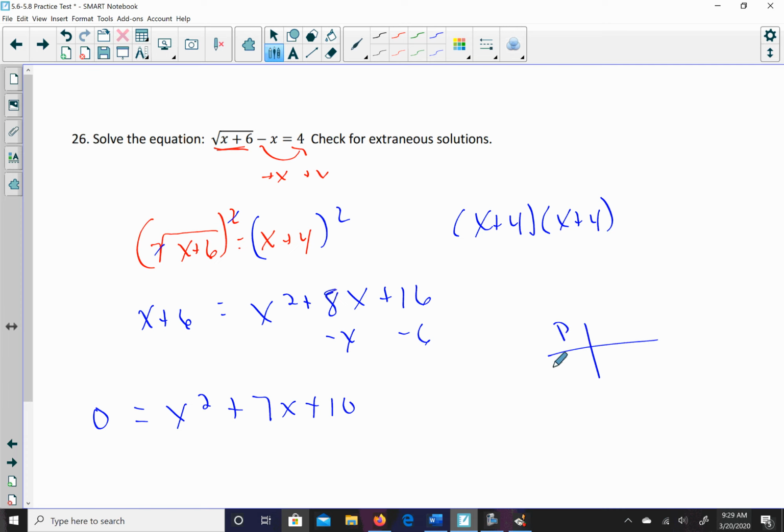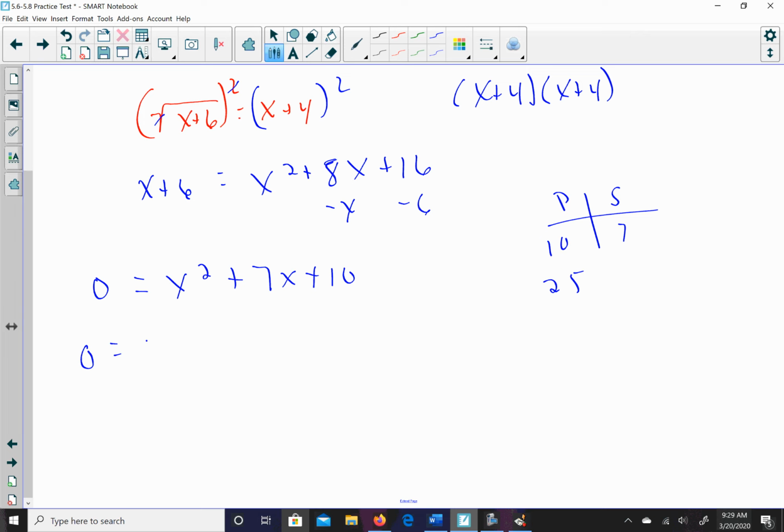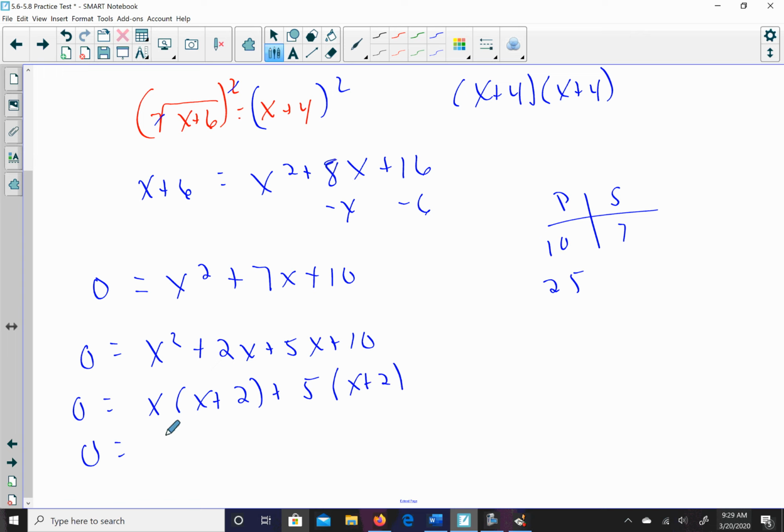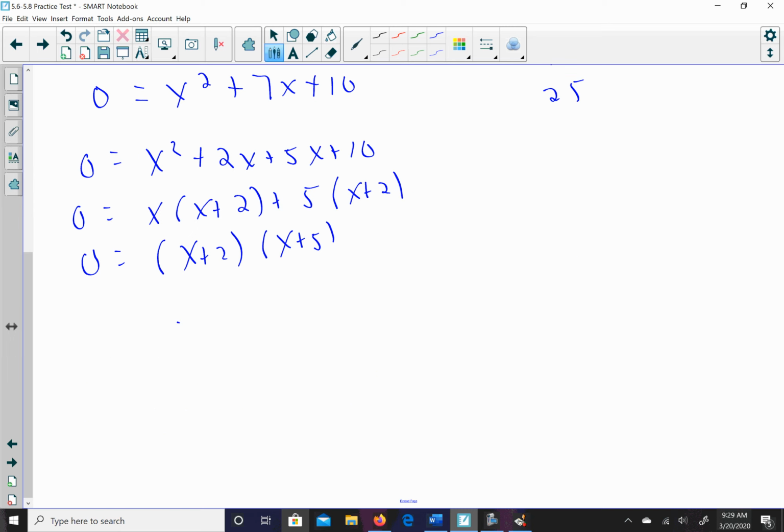My product is 10, because I'm product summing. My sum is 7. I'm going to end up using 2 and 5. So I'm going to say 0 is equal to x squared plus 2x plus 5x plus 10. From the first two terms, I'm factoring out an x. From the second two terms, I'm factoring out a 5. I'm left with the quantity of x plus 2 times the quantity of x plus 5. So my solutions are going to be negative 2 and negative 5.